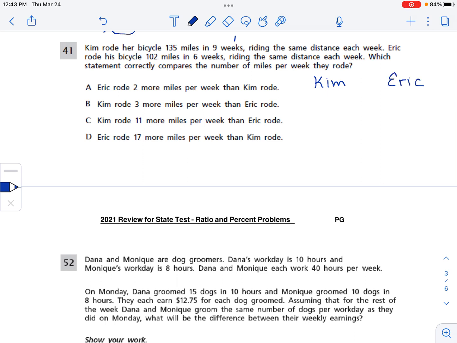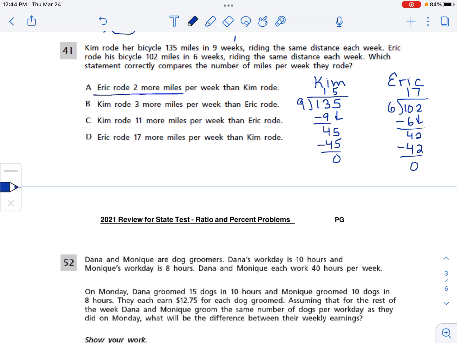To find the unit rate, we're going to have to divide. So 135 divided by 9 tells us how many miles per week. And it looks like Kim rode 15 miles per week. And let's see how many miles Eric rode per week. Goes in once, that's 6. We have a difference of 4. 6 goes into 42 7 times. So Eric rode 17 miles, Kim rode 15 miles. So option A, Eric rode 2 more miles per week than Kim. That is correct. 17 is 2 more than 15.